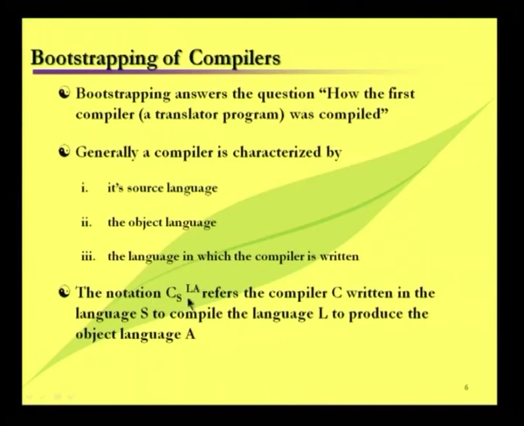Now we can represent them in a notation called CLAS. As you can see in the slide, L stands for the source language being translated, A stands for the object language being produced, and S stands for the language in which the compiler has been written. So it refers to the compiler C written in the language S to compile the language L to produce the object language A. That is the meaning of this triplet notation CLAS. L stands for the source language, A stands for the object language, and S stands for the language in which the compiler has been written.